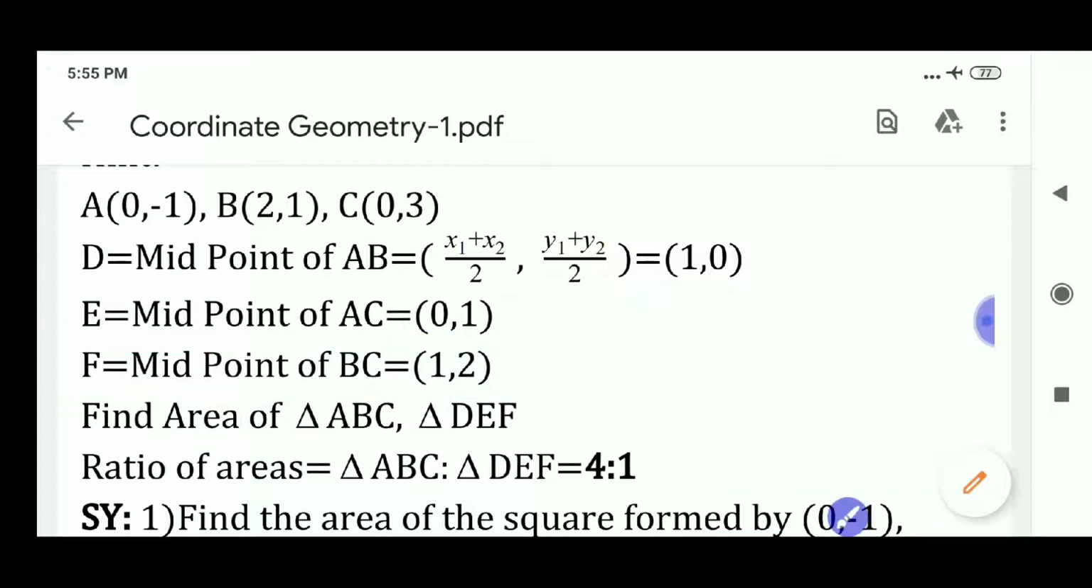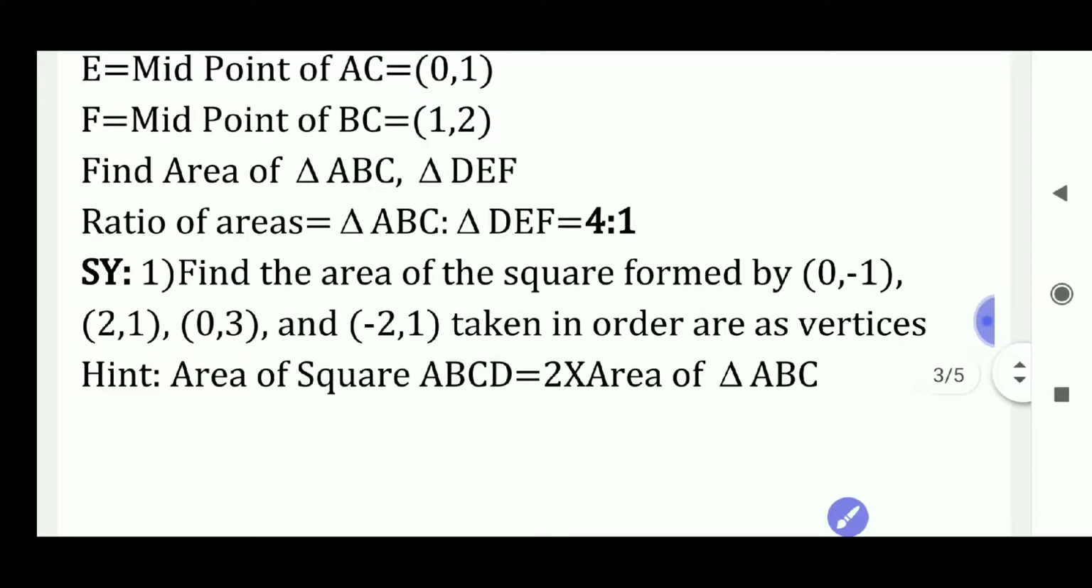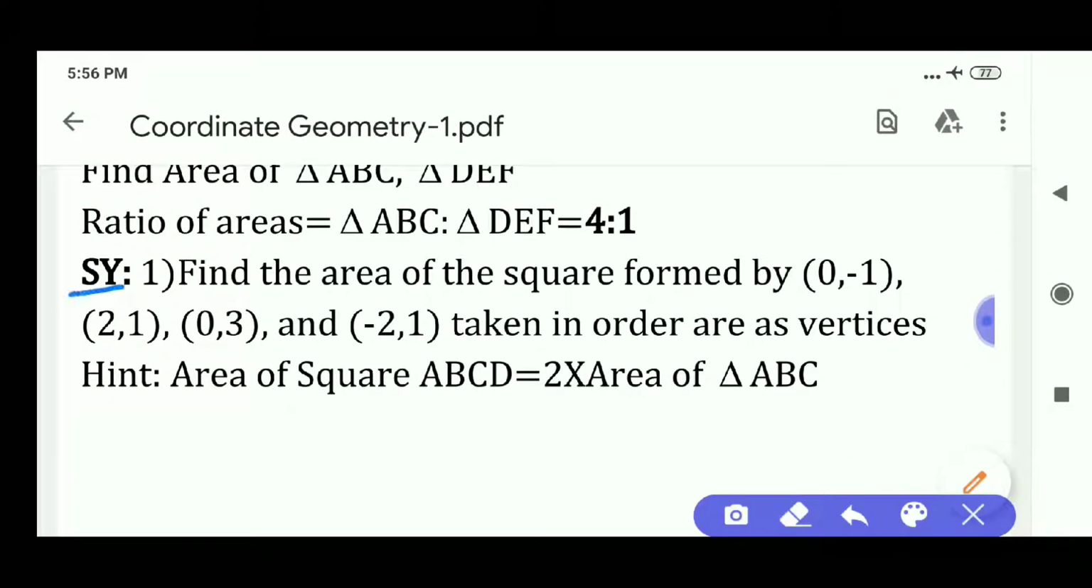Now, find the area of triangle ABC with the formula and find the area of triangle DEF. Now, find their ratio, that means the area of triangle ABC to triangle DEF. You will get the answer 4:1. SY question means solve yourself question. Find the area of the square formed by taking in order the given vertices. It is a square.